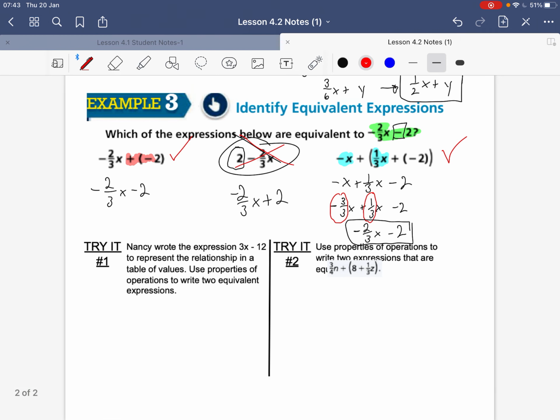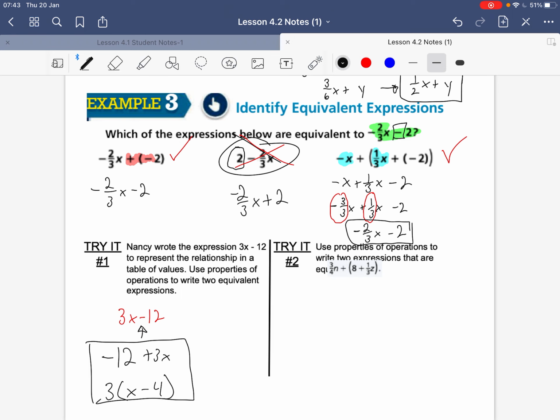All right, Nancy wrote the expression 3x minus 12 to represent the relationship in the table of values. Use properties of operations to write two equivalent expressions. So we just want to rewrite this. So what she had was 3x minus 12. We could rewrite this as negative 12 plus 3x. And we could also rewrite this, well, let's use the distributive property, 3 times x minus 4. These two expressions here are equivalent to this one up here.